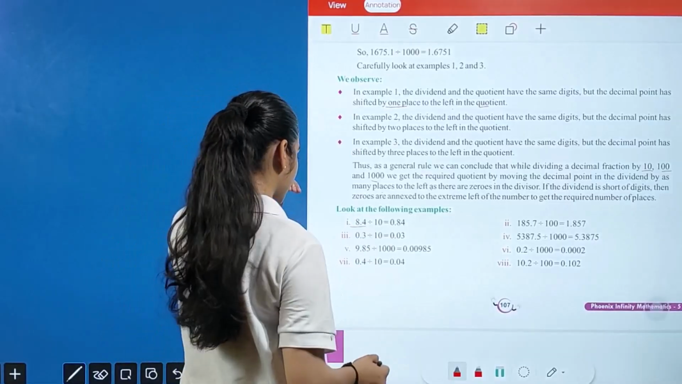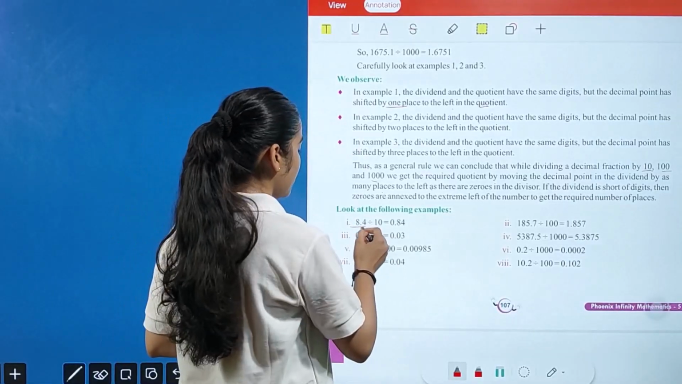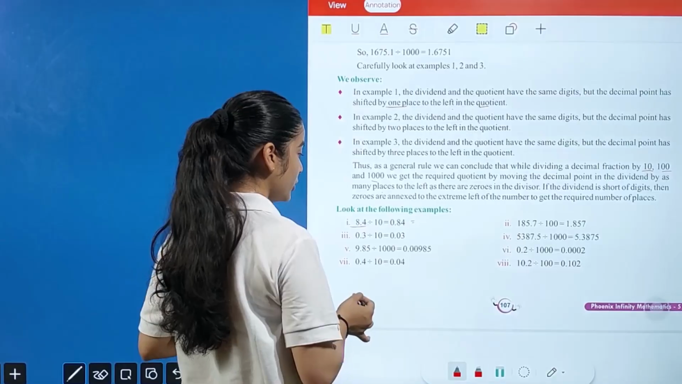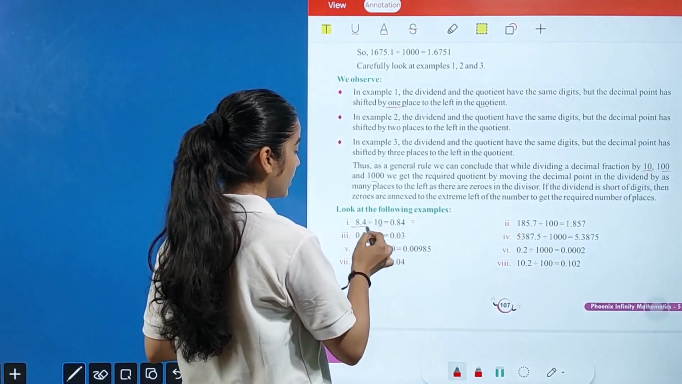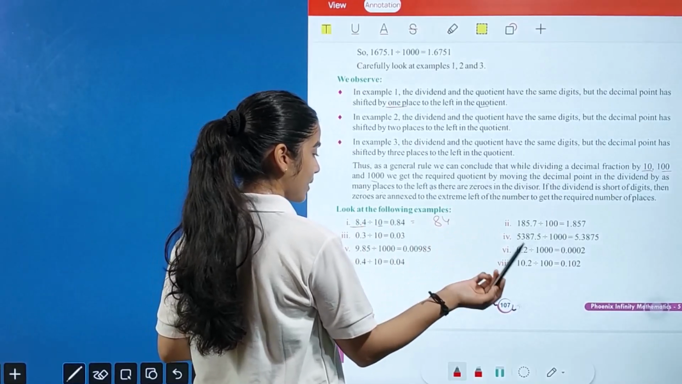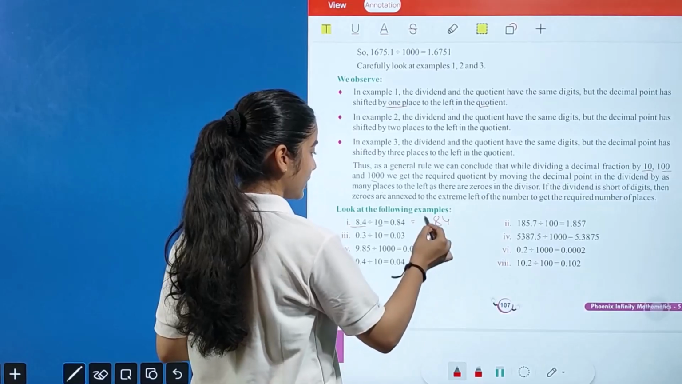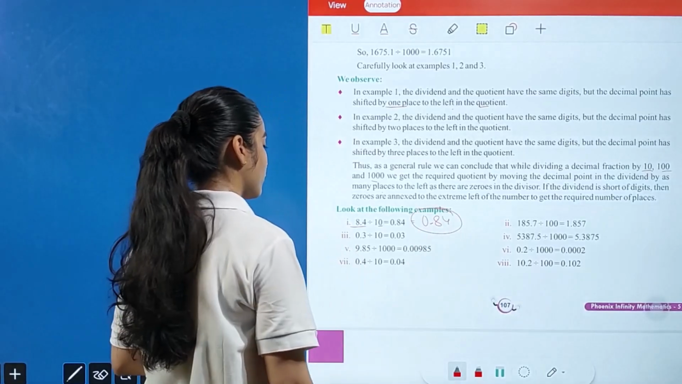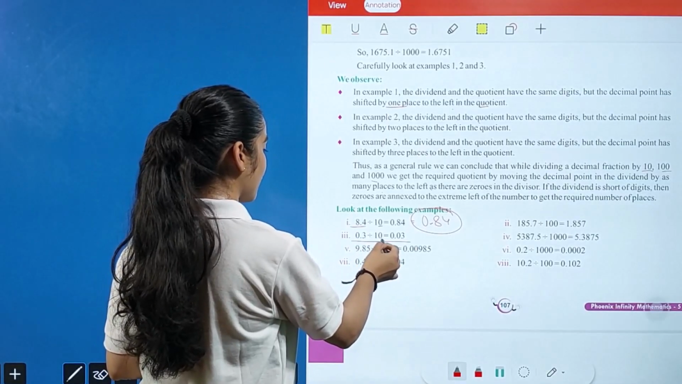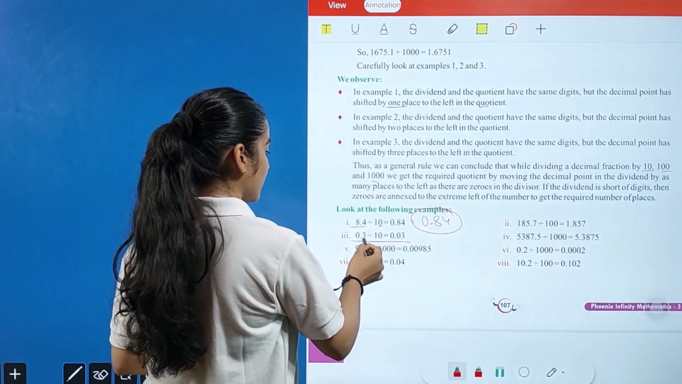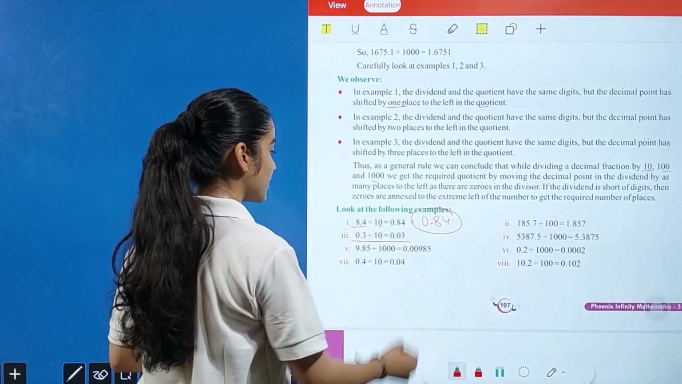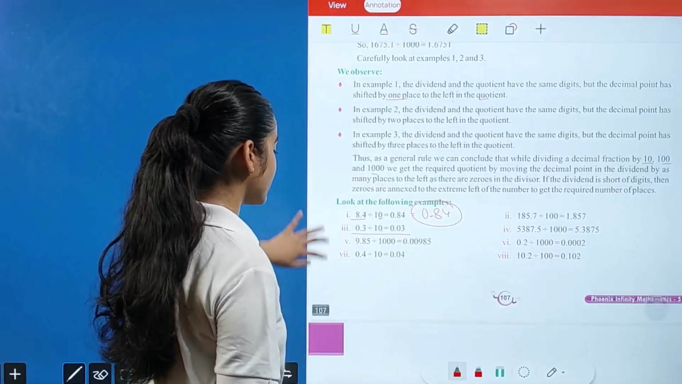Now 8.4 divided by 10. You just have to shift your point towards the left hand side. How many zeros are there? 1. And how many numbers do we have after the point? 8 and 4, count your numbers from the left hand side: 1, 2. You just have to put a point here and write 0. So 0.84 is your final answer. Now 0.32: one number is there after the point and 1 zero. We have a total of 2 numbers, so we just have to count from the left hand side: 1, 2. So 0.03 is your answer.